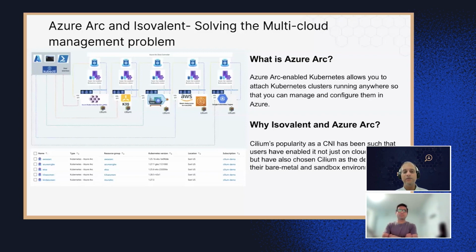Now, there has to be a mechanism where you should be able to manage it, to leverage a cloud provider's ability to manage all of these resources for you and provide you a holistic view. Azure Arc gives you that flexibility. You can attach Kubernetes clusters running anywhere, so you can manage and configure them in Azure. With Cilium being there as a CNI for all of these clusters, you can take a look at what is happening in your clusters, what you need to push through, how you need to manage them, and everything related to it.